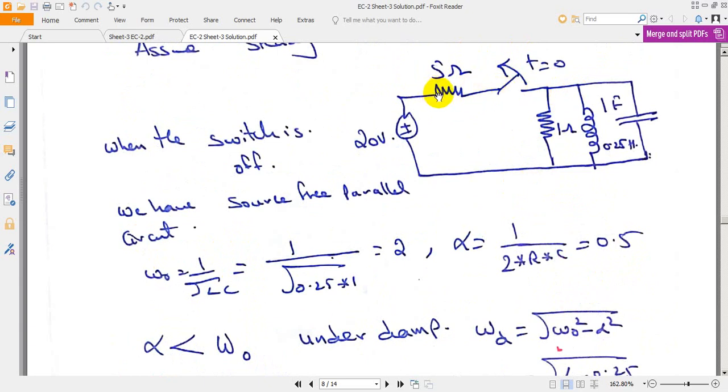Before the switching operation, if you analyze the circuit, the switch is closed here. It means under steady state operation, this inductor will be short circuited. When the inductor is short circuited, the current through the resistance will be 0, and the current through the capacitance will also be 0, as it is open circuited. So whatever current is coming here flows through the inductor. And the voltage across the capacitor will also be 0.